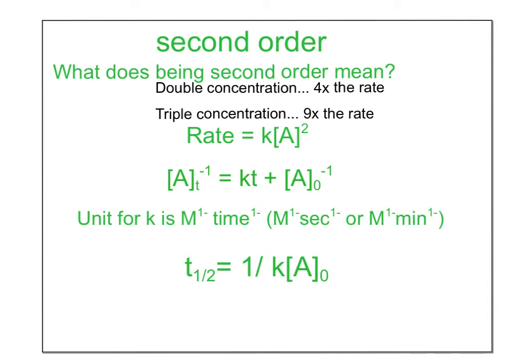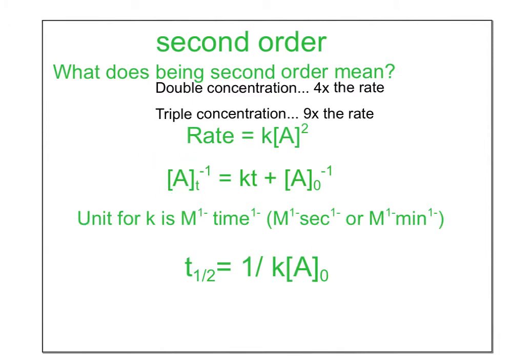Second order, what does second order mean? If you double the concentration, the rate is going to 4 itself. If you triple the concentration, the rate is going to 9 itself, because you take that change in concentration and you square it. And then, so here's your differential rate law, here's your integrated rate law. -1 means 1 over, right? 1 over the concentration at a certain time.